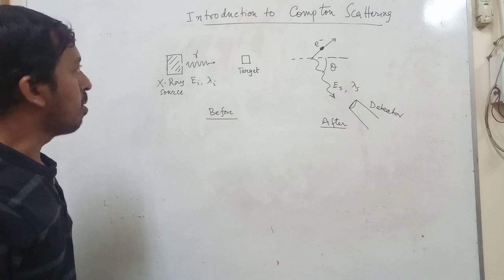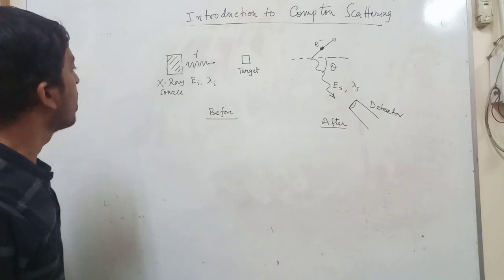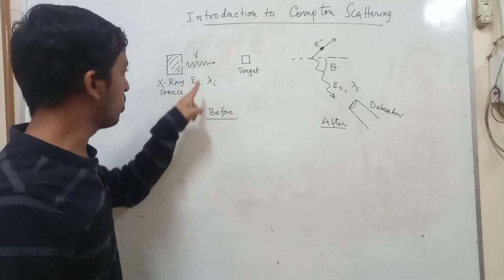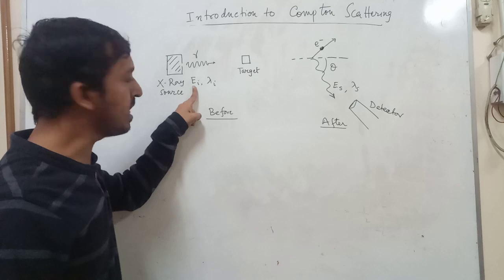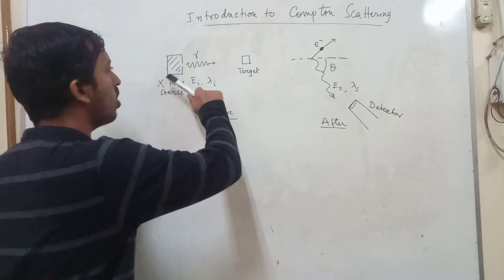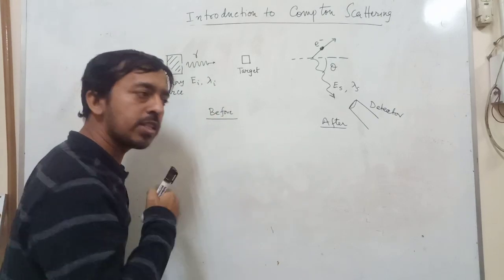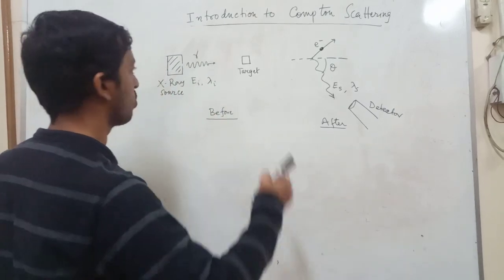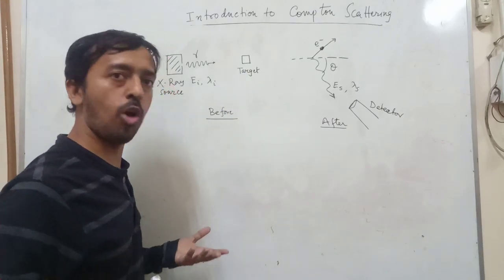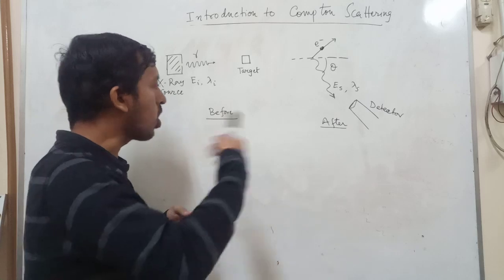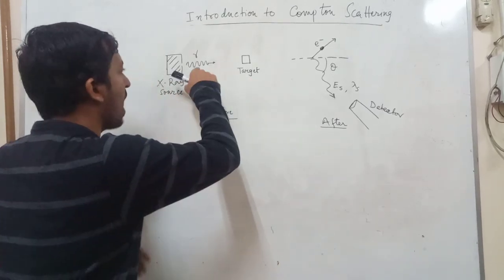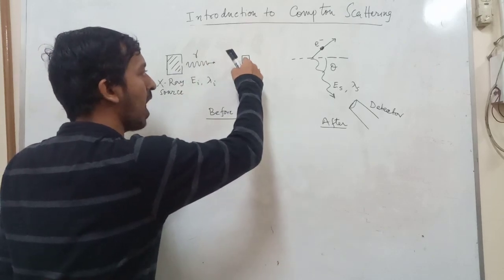So let's first learn about the experimental setup. We have an X-ray source here which emits high energy photons with energy EI, incident, and with wavelength lambda I. Remember, this is not one photon; there is a stream of photons coming in from the X-ray source. The target is usually carbon or molybdenum or tungsten, which contains many atoms and hence many electrons. So the high energy photons hit a target electron.